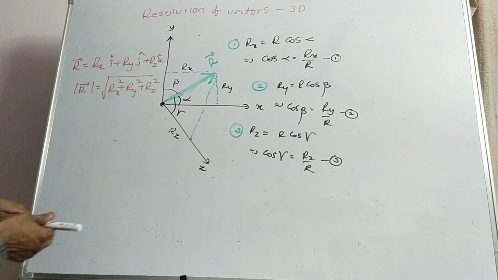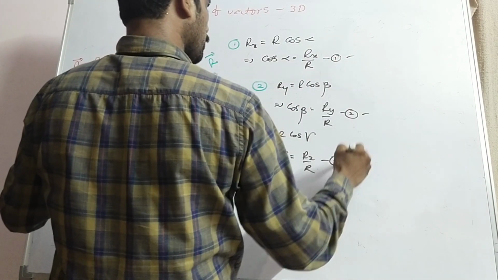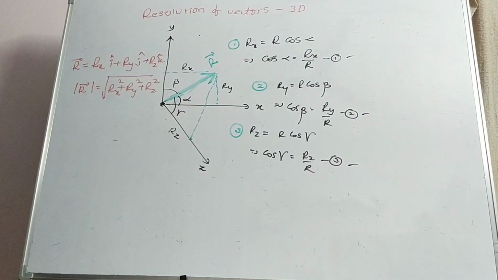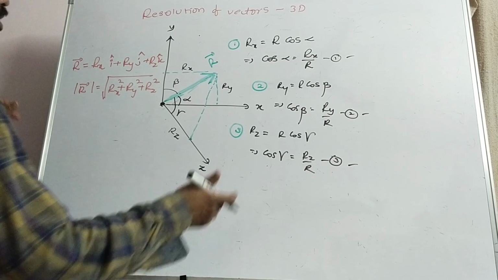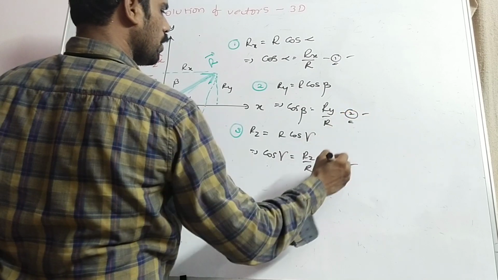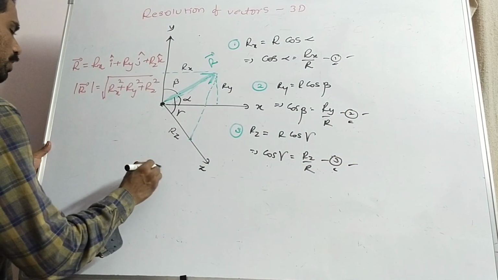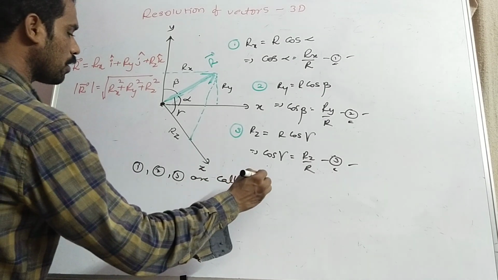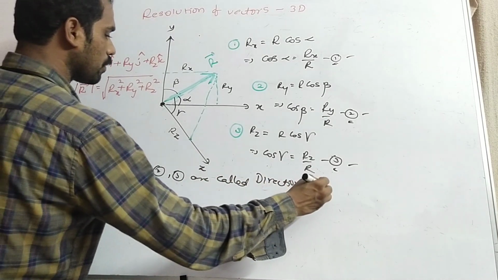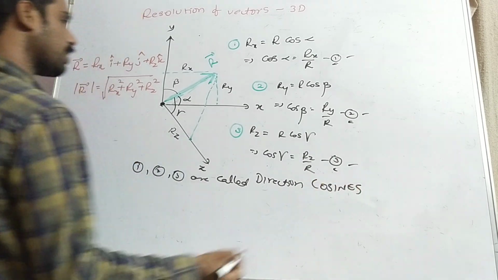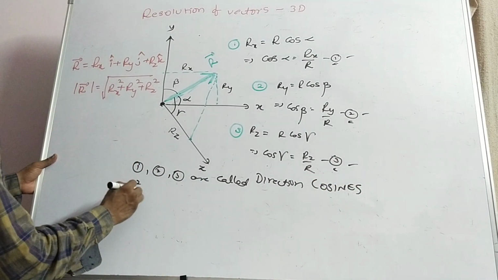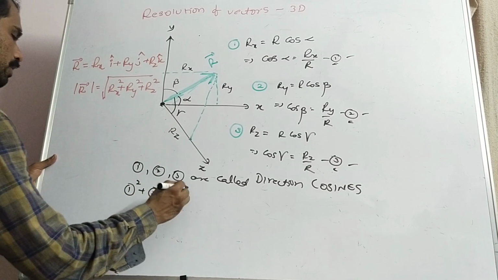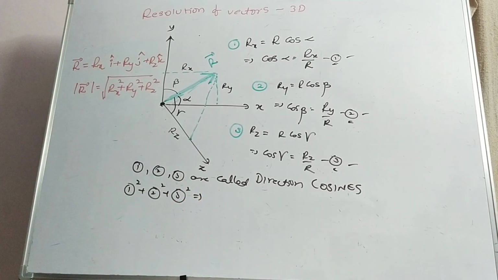Now, see here we have 1, 2, 3. Here we can explain about direction cosines. See, 1, 2, 3 are called direction cosines.